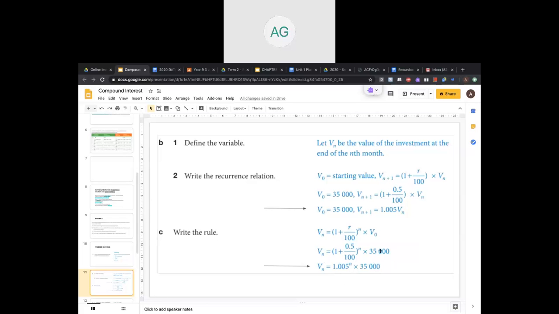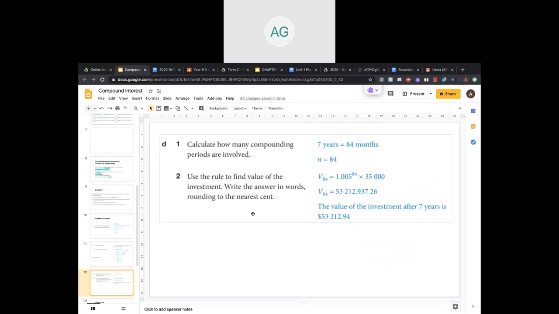That's a recurrence relation. This is the formula. So now the last part was to find it after 7 years. As you know, it was compounded monthly, so you need to times that by 12, because if it's for 7 years, 7 times 12, it's 84. So n is 84. Then you write your rule to find the investment.